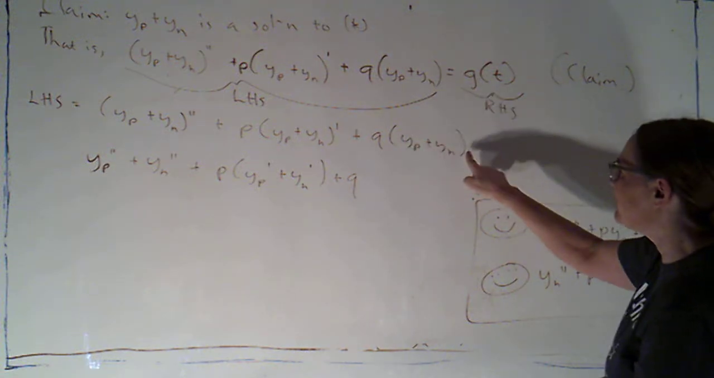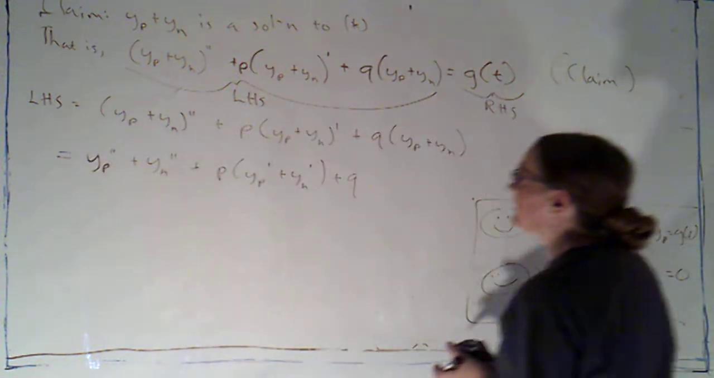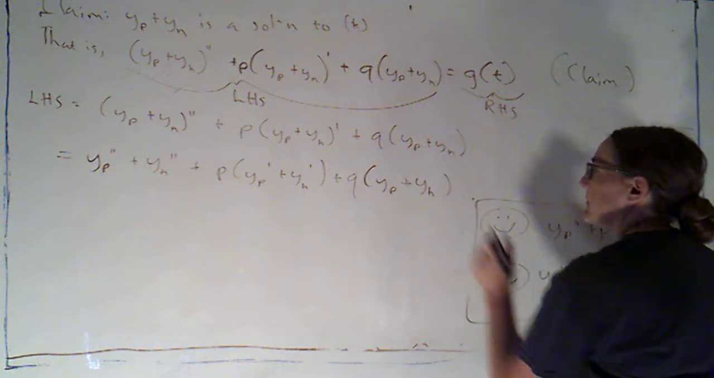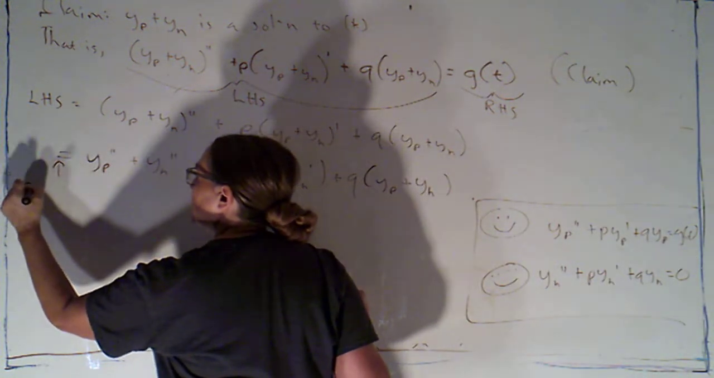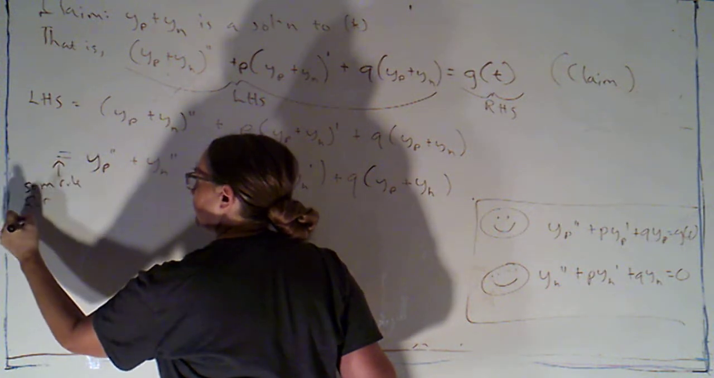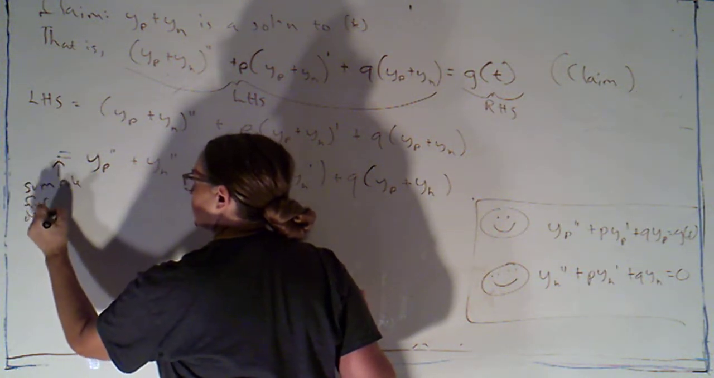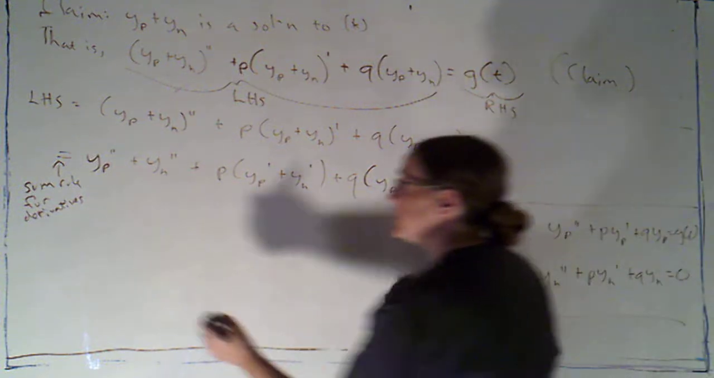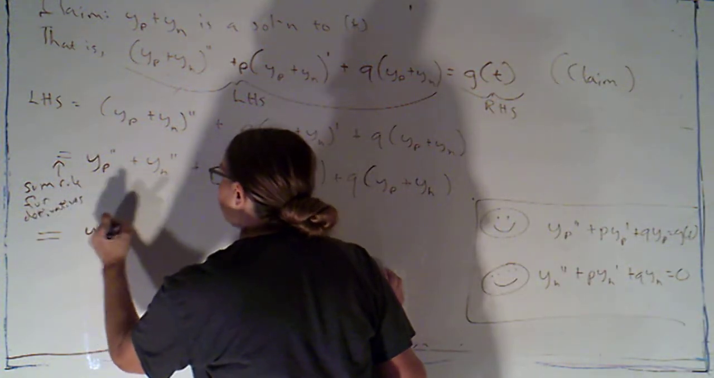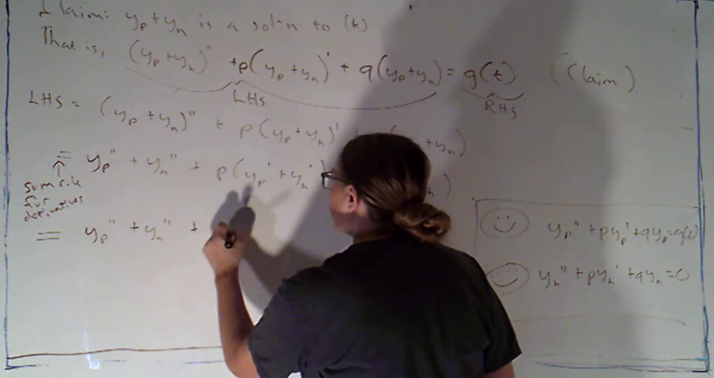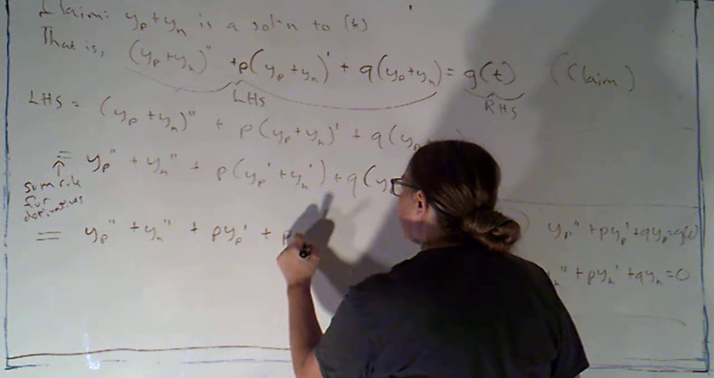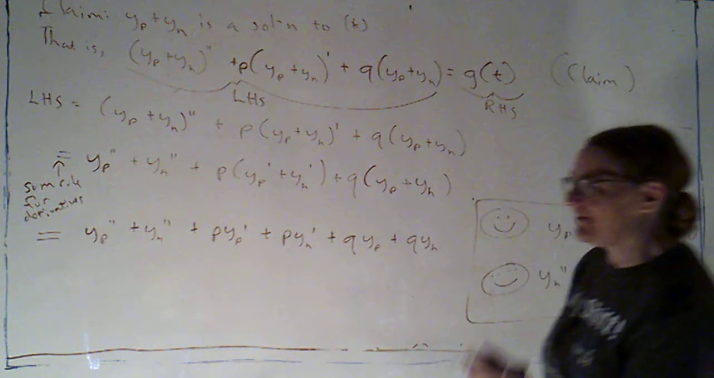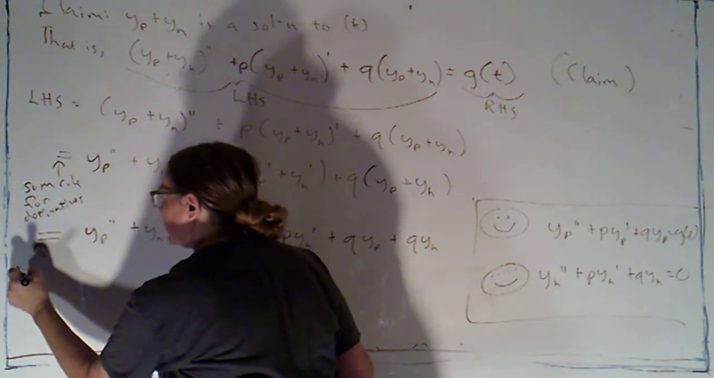Okay, the left-hand side was this, which is equal to this times yp plus yh, and that's just using the sum rule for derivatives, both first and second. Now I'm just going to distribute the p's and the q's. Okay, so I'll have yp double prime plus yh double prime plus pyp prime plus pyh prime plus qyp plus qyh. So that was just distributing my p's and q's.